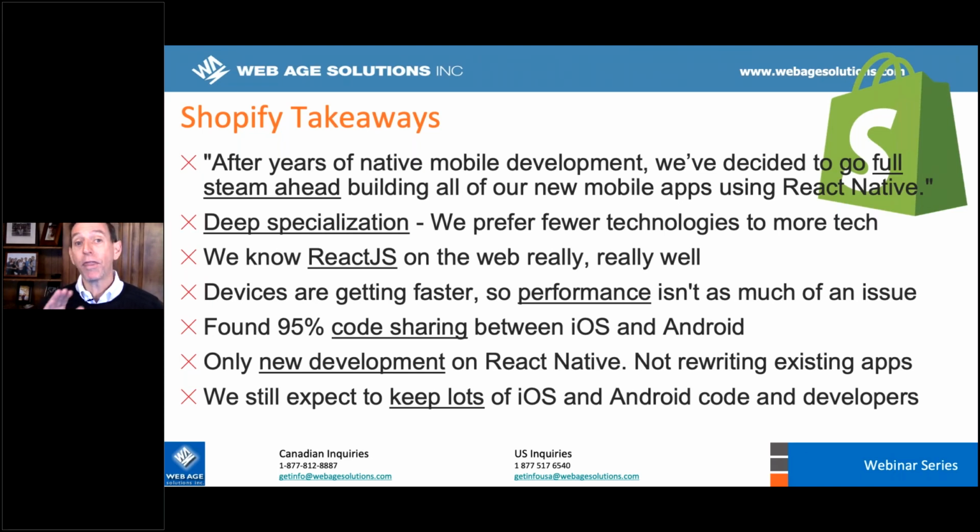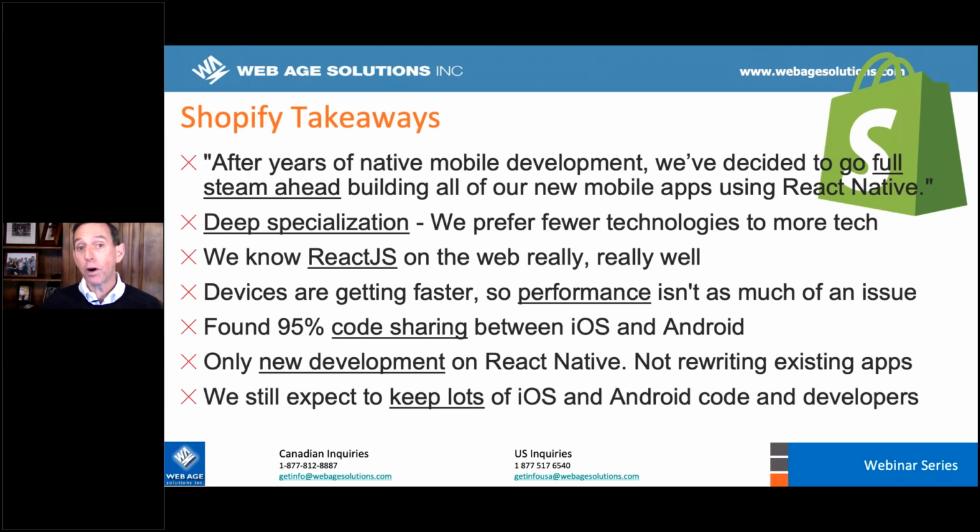Their philosophy was that they wanted deep specialization. They want their developers to have fewer technologies so that they can focus on those technologies and know them more. React Native is just one, versus iOS and Android, which makes multiples. So you can know React Native much better than you can know both iOS and Android. Their people knew React.js very well, so they had a big head start. And they found that for their application, they were able to share about 95% of their code between the two. So it was very successful for them.